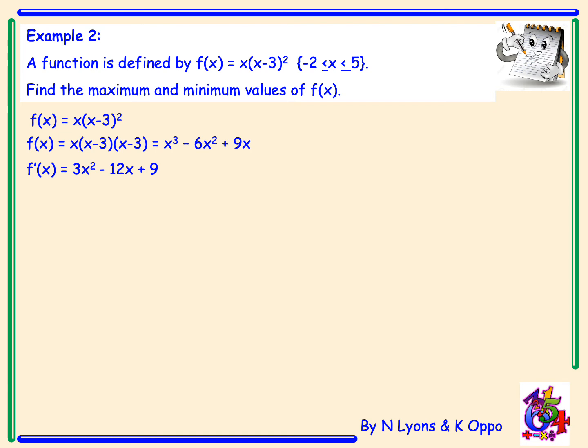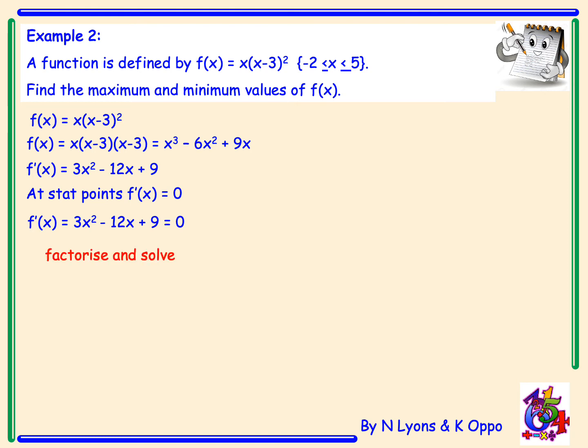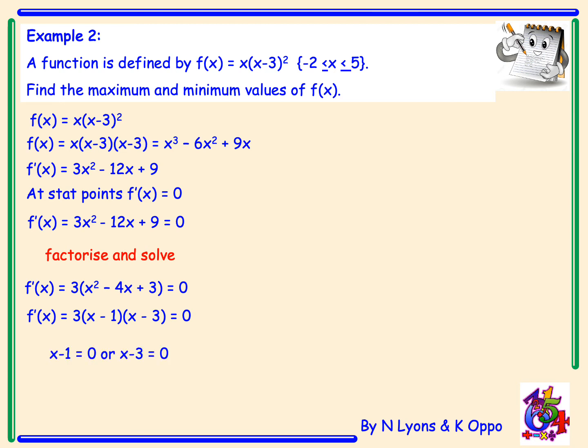Now if I want to find the stationary points, I'm going to have to state that at the stationary points, the derivative equals 0. So I'm going to write out 3x squared minus 12x plus 9 equals 0. I'm going to have to factorise and solve. To make life easier, I'll take out a common factor of 3, and that gives me 3 times (x squared minus 4x plus 3) equals 0. I now have to factorise the quadratic, and that gives me 3 times (x minus 1)(x minus 3) equals 0. When I solve that, either x minus 1 is 0, or x minus 3 is 0 for the second bracket, and that gives me the stationary points located at x equals 1 and x equals 3.